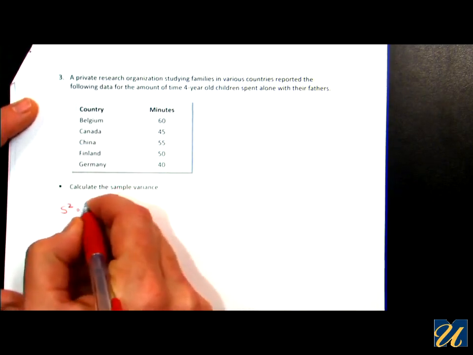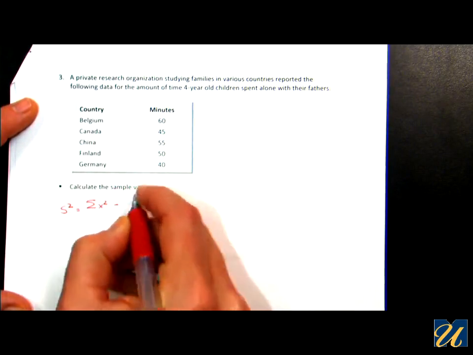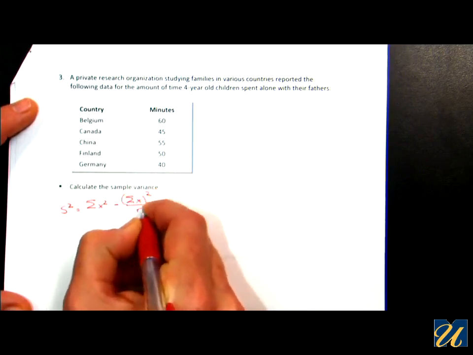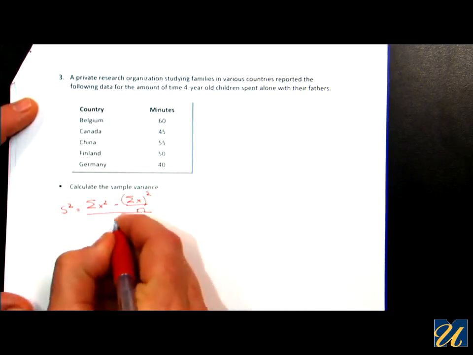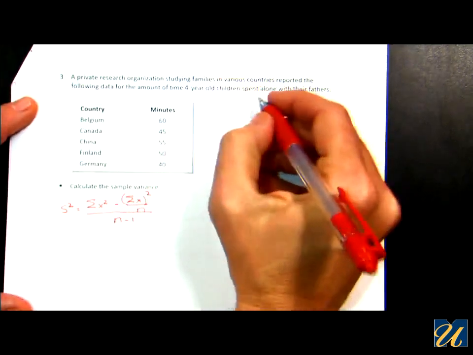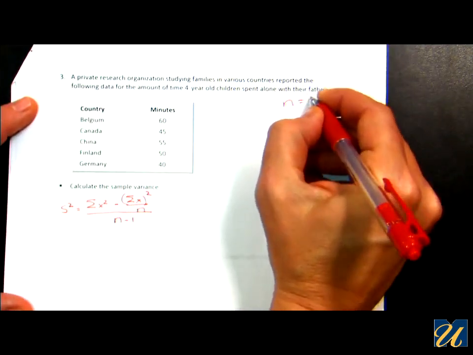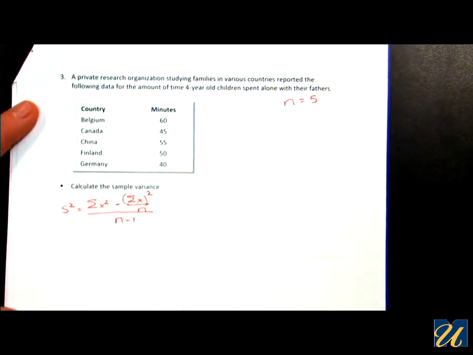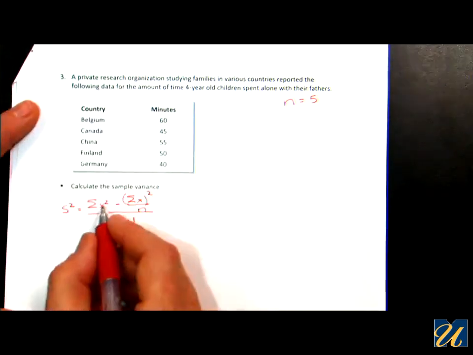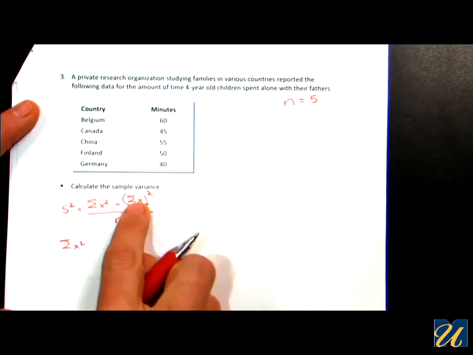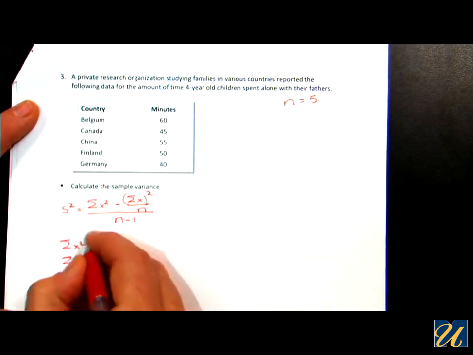S squared is equal to the sum of the squared entries minus the sum of the entries squared over n, and all of this over n minus 1. N in our case is equal to 5. We have 5 entries. So first thing we do is we need to find the sum of all the squared entries, and then the sum of all the entries.